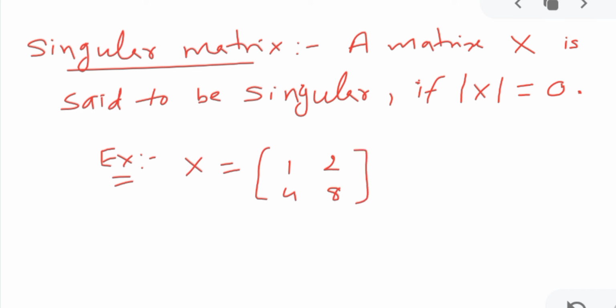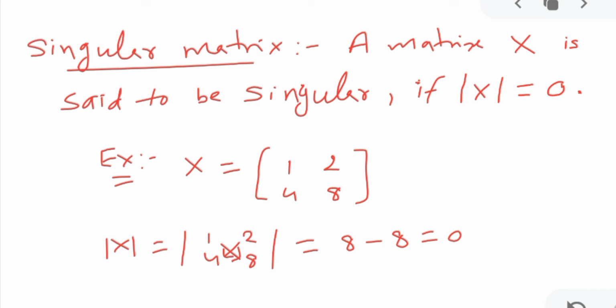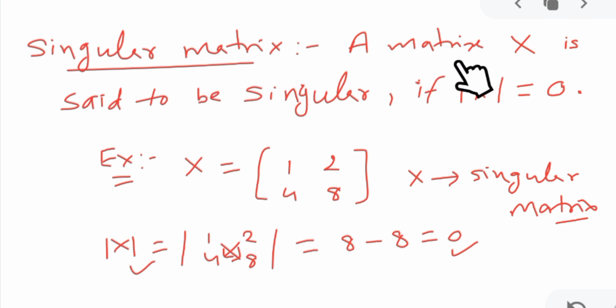If I calculate the determinant of X, and I explained how to calculate the determinant, it is 1 into 8, that will be 8, minus 2 into 4. So 2 into 4 is 8. So 8 minus 8 is 0. It means the determinant value is 0. So this X is a singular matrix. Why? Because the determinant value is 0. You don't have to write the example in the exam, just the definition. A matrix is said to be singular if the determinant value is 0. Determinant of X is 0.